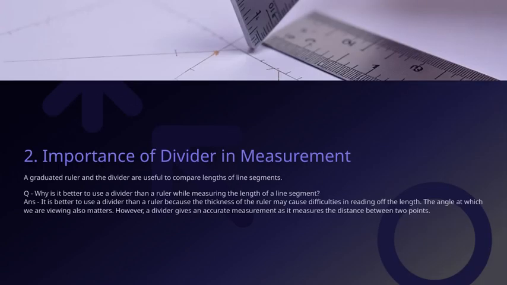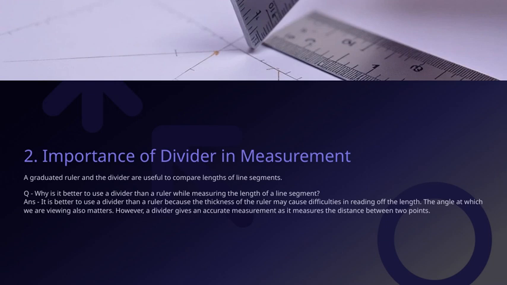Now, let's talk about the importance of using a divider in measurement. A graduated ruler and a divider are both useful tools, but they serve slightly different purposes. When comparing lengths of line segments, a divider is especially helpful because it allows us to measure the distance between 2 points directly. You might wonder, why is it better to use a divider rather than a ruler?